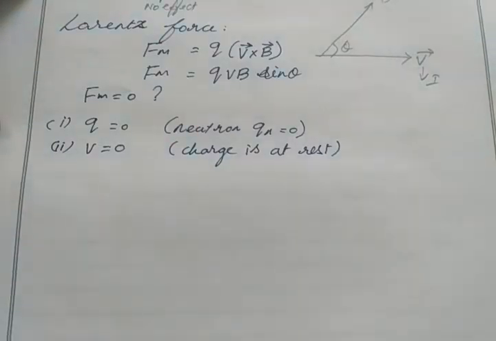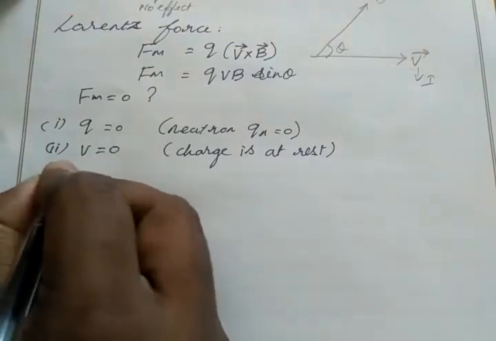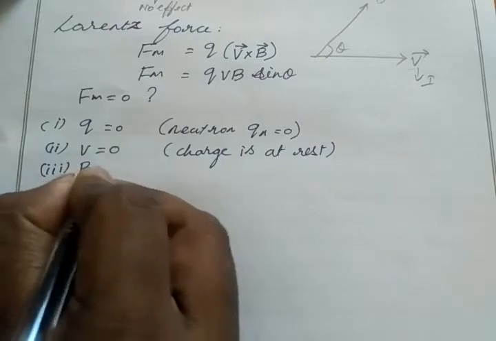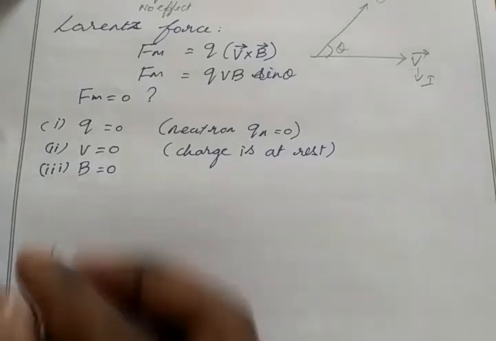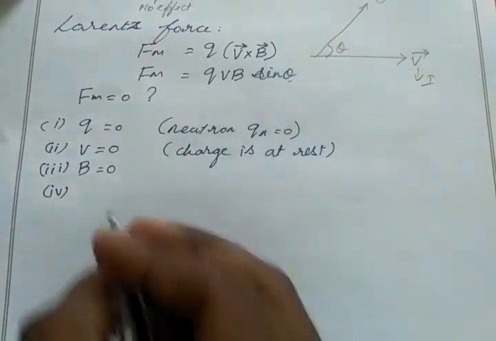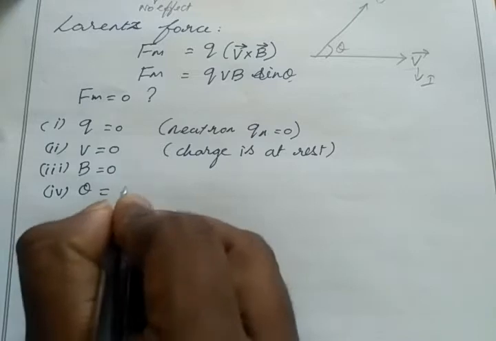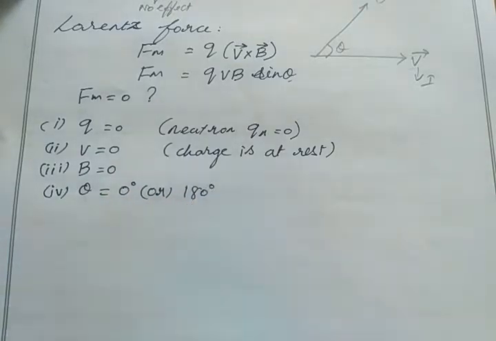Then the third condition, our magnetic field value will be 0. In certain cases, our magnetic field value will be 0. If there is no magnetic field, then we get no magnetic force. Apparently it is clear, right? Then the fourth one, an important one: the value of theta will be equal to 0 degree or 180 degree. Very, very important.